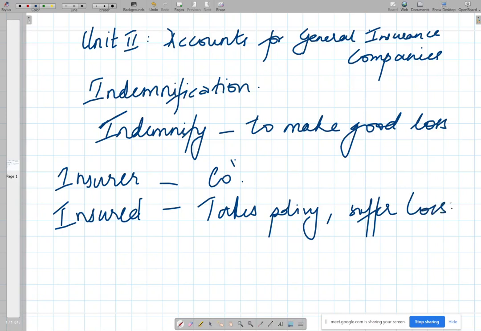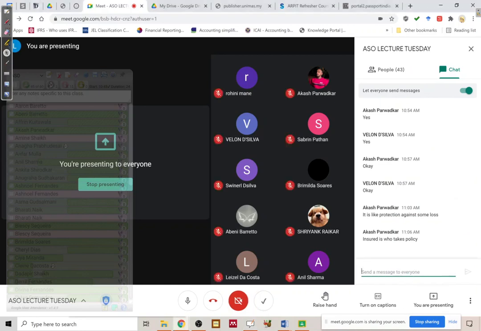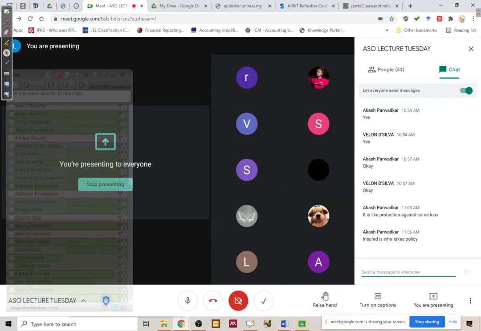Okay, same way there are certain other concepts that you need to learn and understand. Policy and premium. Now, what is a policy? What does an insurance policy mean? Normally, once you have entered into an agreement, like an insurance agreement, they give you a document, isn't it? A document which contains all the details of your insurance policy.